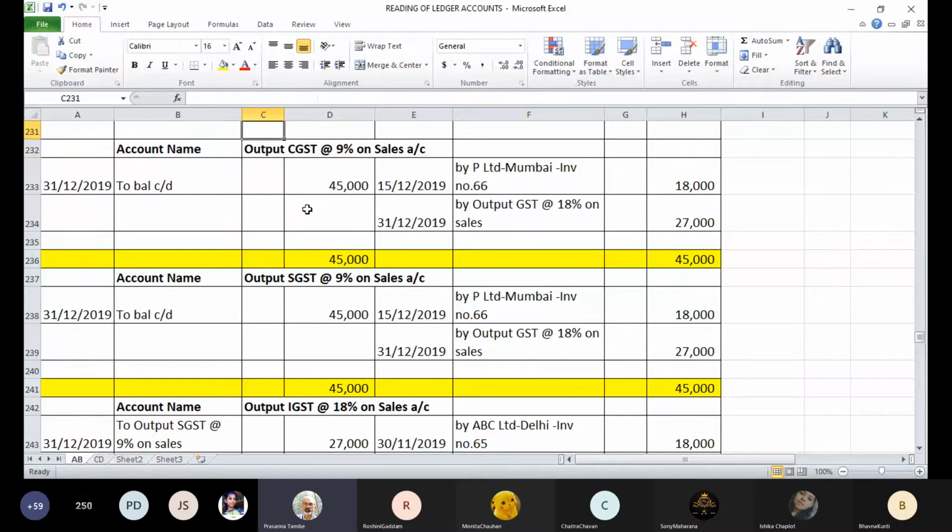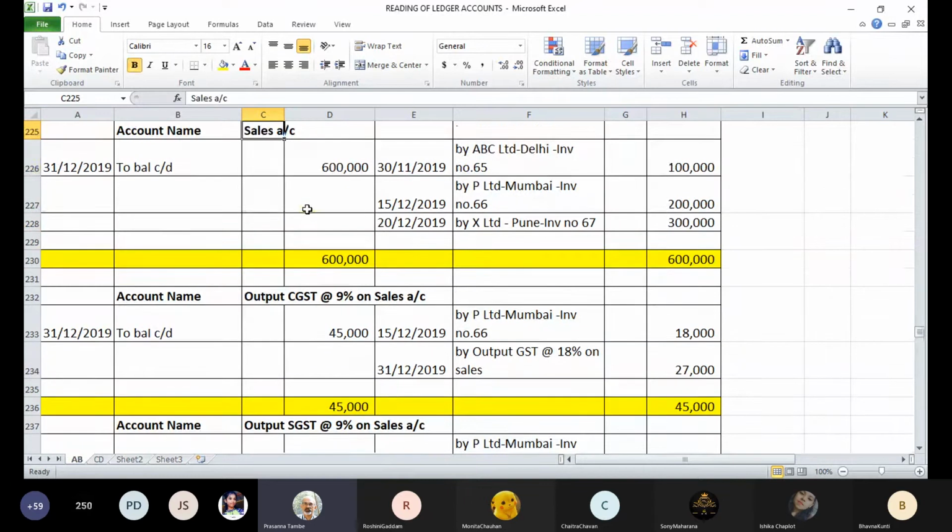Have you understood these basic concepts and these three accounts that we are referring to? Any queries? Anybody has any doubts on this? Yes? No, sir. Okay. So all of you are now fairly clear about levy of GST at a particular rate. What is IGST? What is CGST? What is SGST? Now let us come to the accounting.